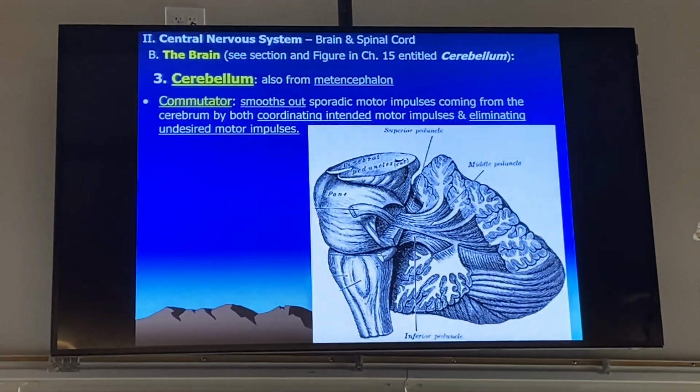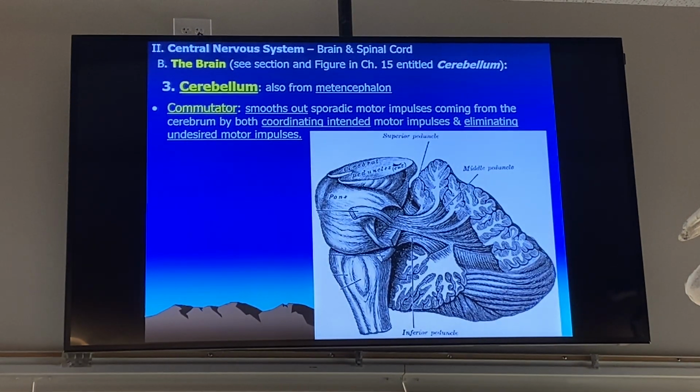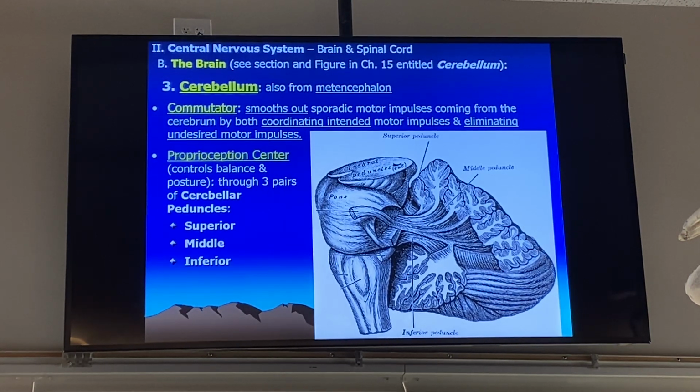All right, so the cerebellum functions as the commutator, which basically helps you to be more coordinated, smooths out motor impulses. To do that, it's not only got to send out motor functions, it's also got to get sensory feedback, and that sensory feedback is in the form of proprioception. I told you what proprioception is. You want me to tell you again? Yeah. It is giving your brain sensory information of where your body parts are in space without seeing them. You know where your body parts are even if you're not looking at them, from proprioceptors.